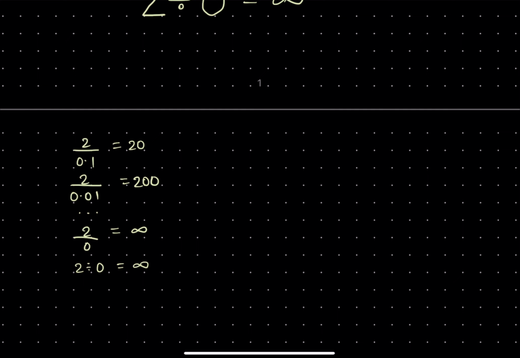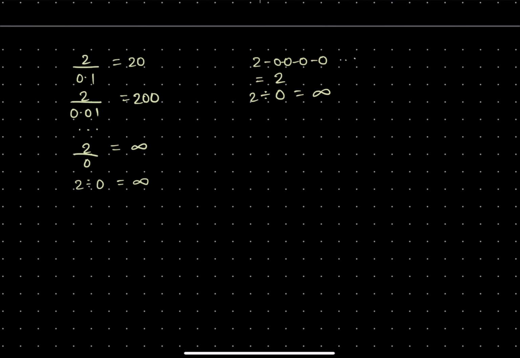And our other way, 2 minus 0 minus 0 minus 0 minus 0, no matter how many times we go, we get 2. So 2 divided by 0, again, gives us infinity. So can't we write it this way?